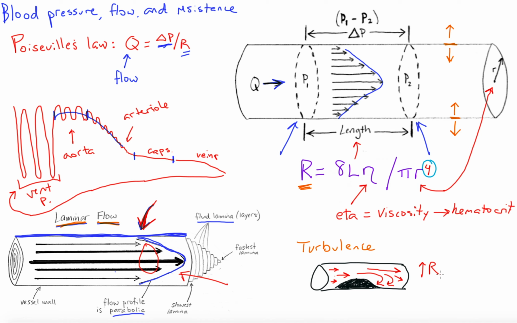It happens at bifurcations. In other words, when a vessel does this. So if the flow is relatively high and our vessel does this, right? And this happens a lot in our circulatory system. If the vessel splits, right, and the pressure is really high, we can end up with turbulent flow at these sites. That's called a bifurcation.